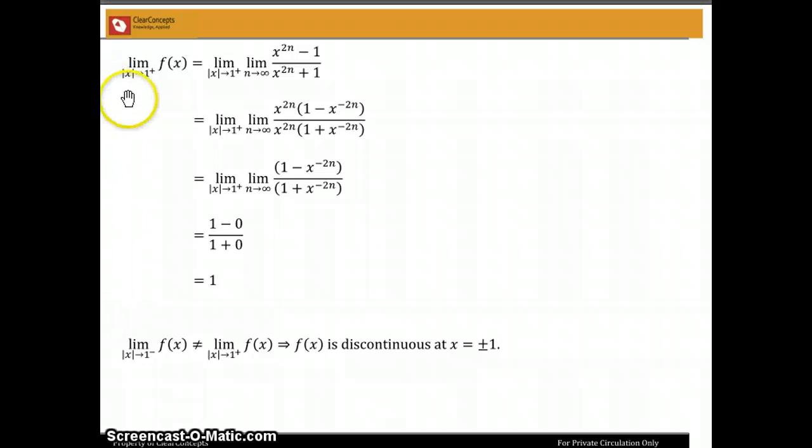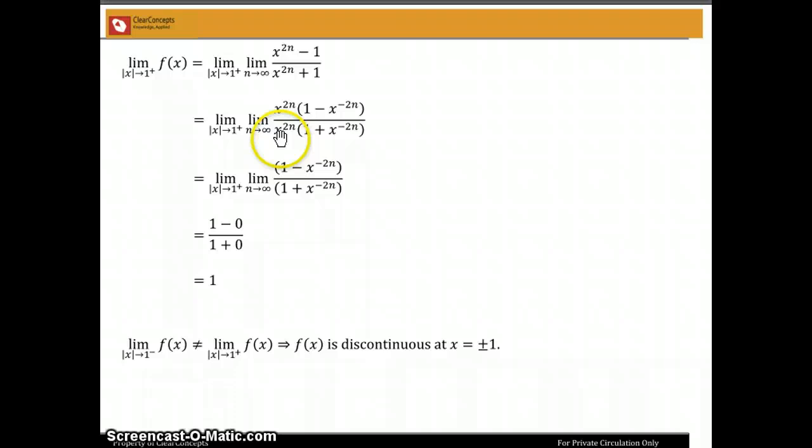Now if you take the other limit, limit mod x tending to 1 plus of f of x, what you get is this expression here, and then we take x to the power 2n common in both the numerator and the denominator. So you'll get in the numerator x to the power 2n multiplied by 1 minus x to the power minus 2n. In the denominator, taking x to the power 2n common, you get x to the power 2n into 1 plus x to the power minus 2n.